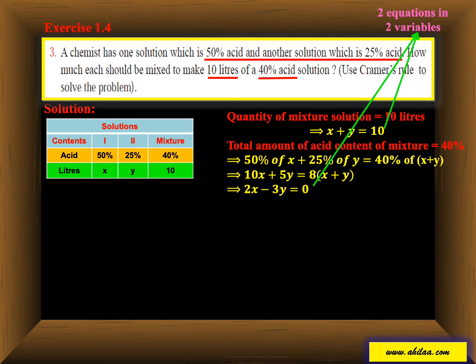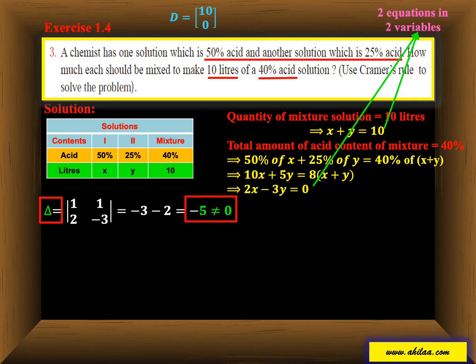Then as usual, we can go for Cramer's rule. What is D here? The right hand side constants from the two equations, the column matrix 10, 0. Now find delta, the determinant of the coefficient matrix. From the first equation, 1, 1, the first row. Second equation, 2, minus 3, the second row. Simplify, we get minus 5. So delta equal to minus 5, which is not equal to 0. So we can proceed with Cramer's rule.